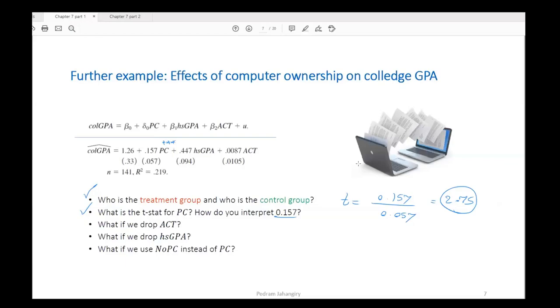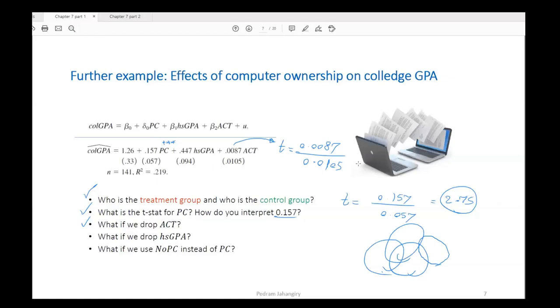Okay, what if you drop ACT? Let's look at ACT. Is ACT itself significant? So the t-stat for ACT is 0.0087 divided by 0.01. It's clearly less than one, so it's not significant, okay? Now, should I go ahead and drop something which is not significant from the model? Remember, call it GPA, PC, high school GPA, ACT. It seems that ACT is not super significant here. So should I drop it from the model?